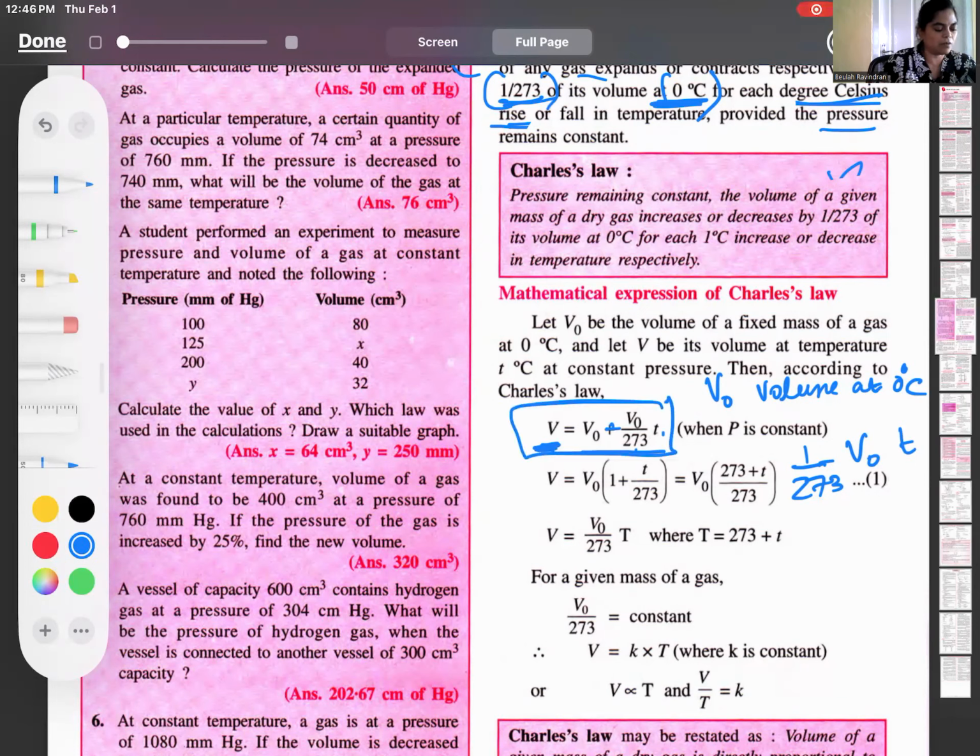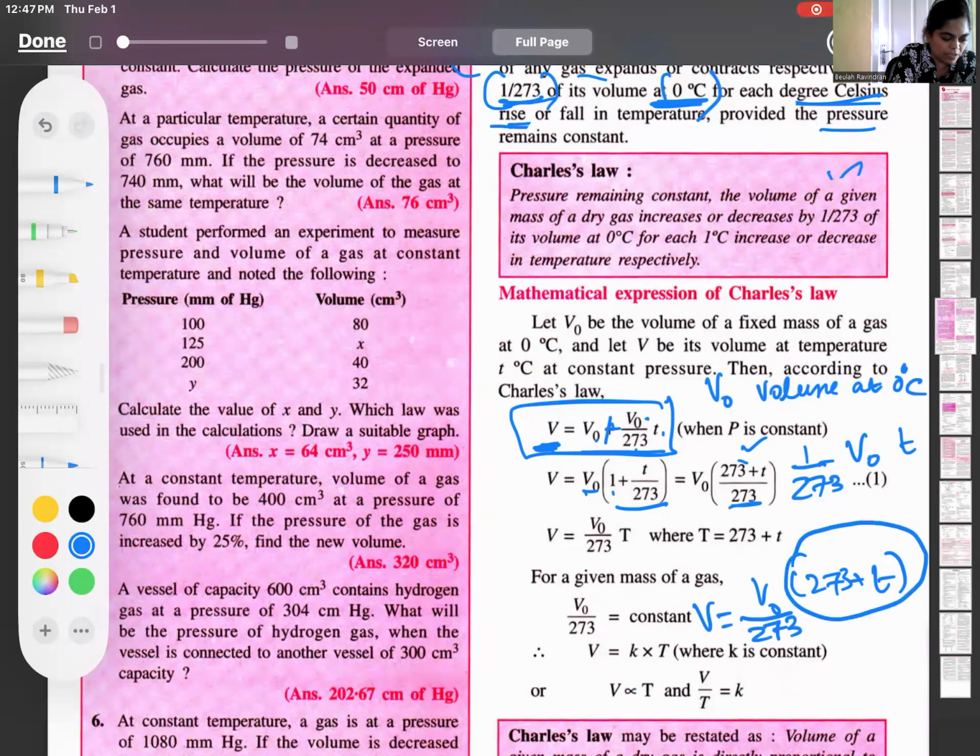That volume may be expanding or contracting. Here V naught is taken outside as common, so it will be V naught times (1 plus t by 273). If you take the LCM, then it is (273 plus t) by 273. So V is equal to V naught by 273 into (273 plus t). This whole 273 plus small t will be taken as capital T.